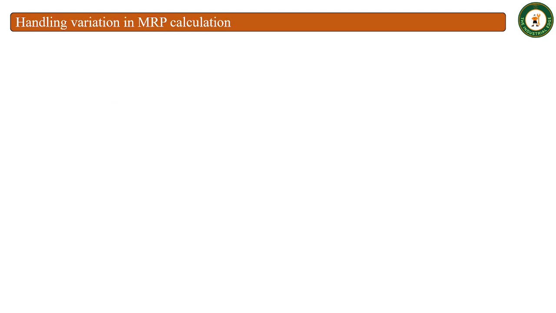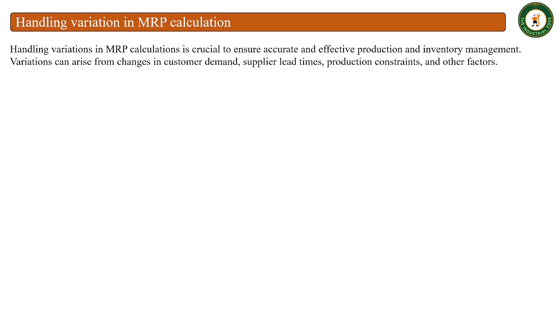Now, next point is handling variation in MRP calculations. Handling variation in MRP calculation is crucial to ensure accurate and effective production and inventory management. Variation can arise from changes in customer demand, supplier lead time, production constraints, and other factors. So discussing different variations one by one.